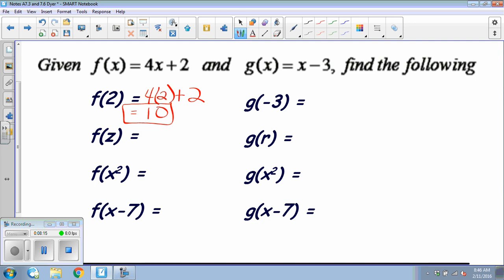We substituted in 2 for x. Whatever's inside the parentheses, you put in the place of x here. So we replaced x with 2 right here. And so let's do the g. G of -3. Well, in the g function, the letter on the outside tells you which one you have to use. So in the g function, I replace x with -3. So I'm going to replace x with -3 on the right-hand side. Think about it like it's an equation. And so that's -3 minus 3, which is -6.